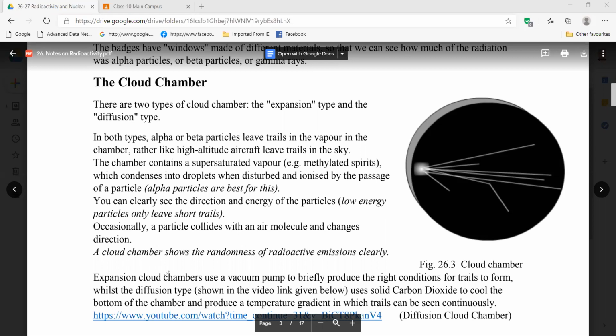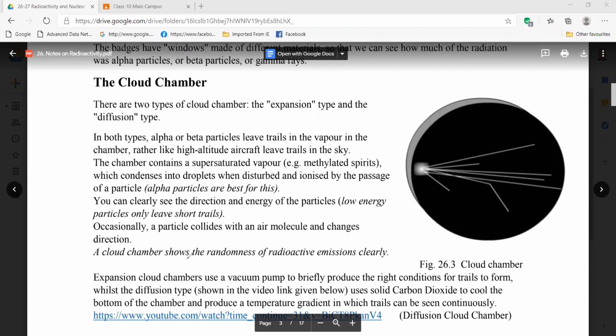Expansion cloud chambers use a vacuum pump to briefly produce the right conditions for trails to form, whilst the diffusion type shown in the video link given below uses solid carbon dioxide to cool the bottom of the chamber and produce a temperature gradient in which trails can be seen continuously.